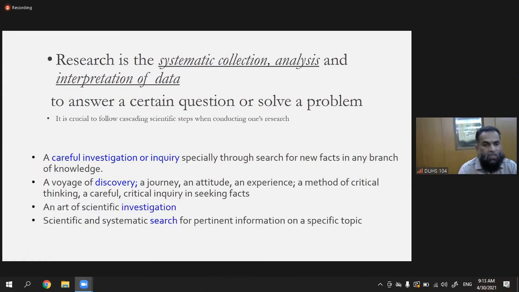That means a researcher is a truth seeker, and a researcher is finding out new facts so that his or her research would be novel. If your research is not novel, if you are reinventing the wheel, that's maybe of no use. So it's a movement from known to unknown.